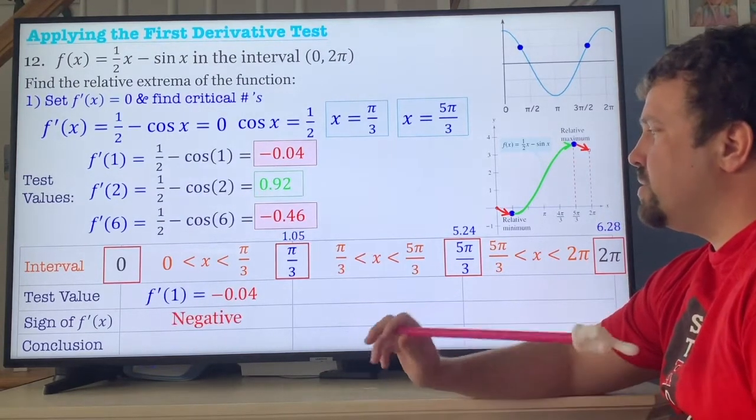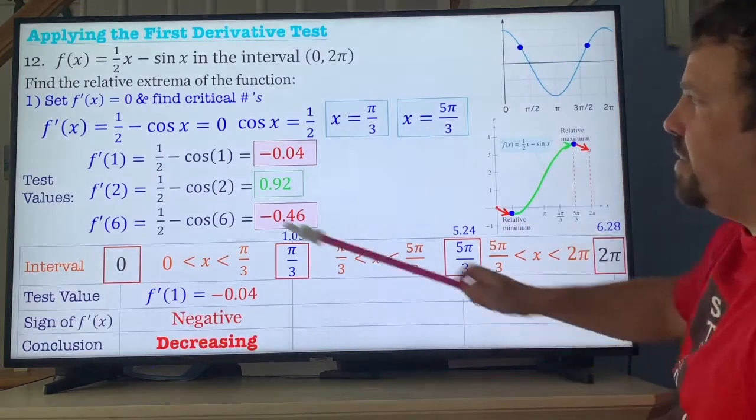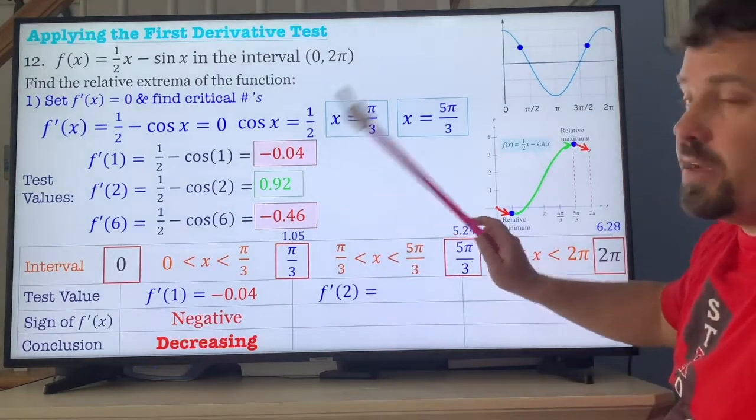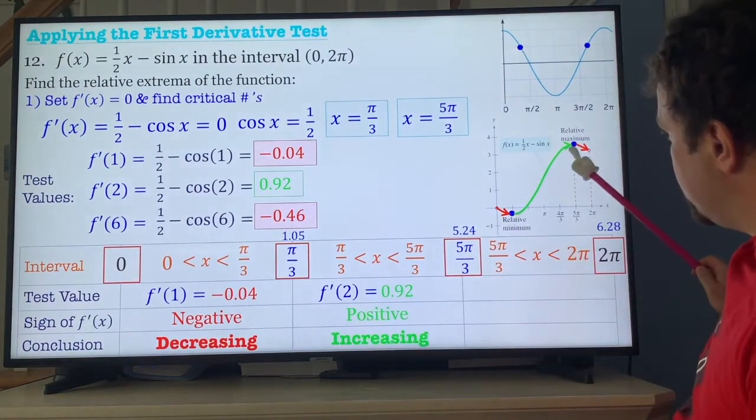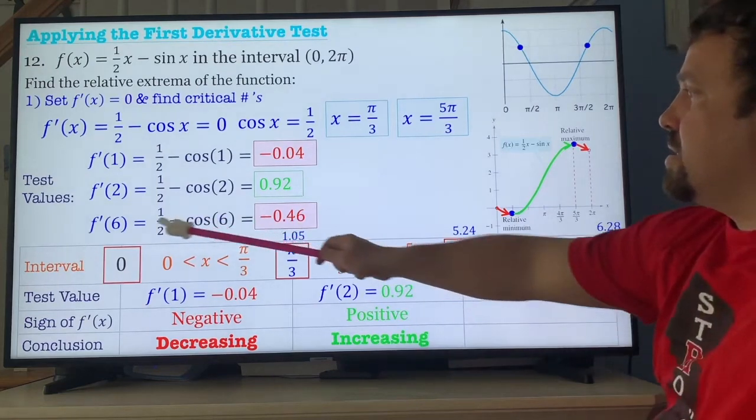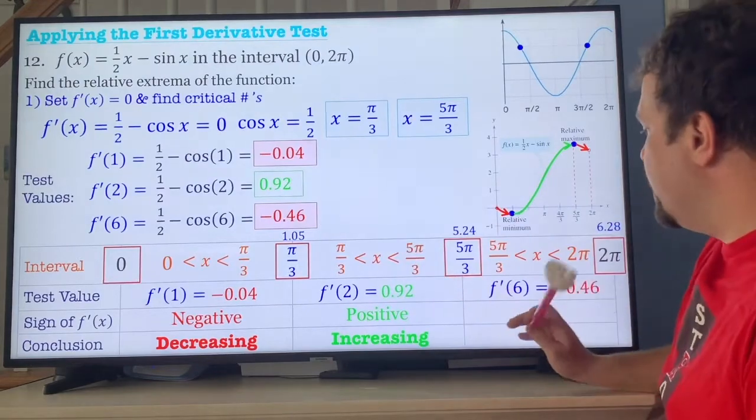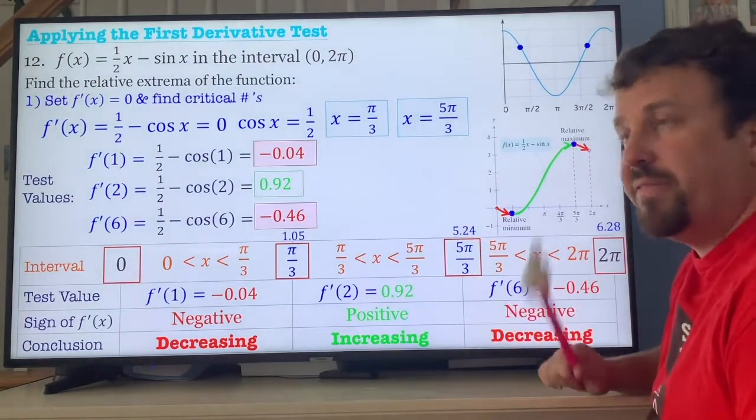This test value is 2, which is a negative, which is decreasing. This one right here, we used our test value between these two, 2. We found our answer to be 0.92. Positive number, increasing. And then here, we used 6, plugged it all into the derivative. Negative number, which is decreasing. All right, all nice and easy.